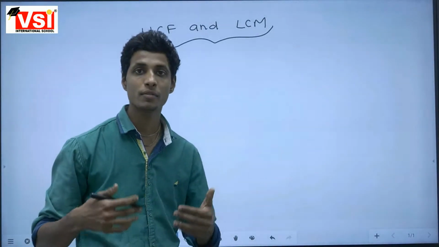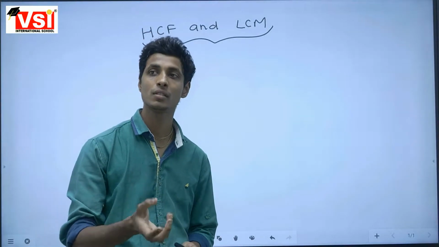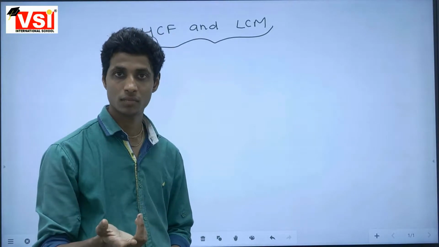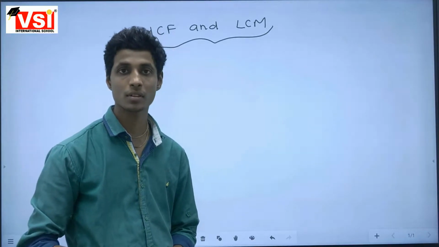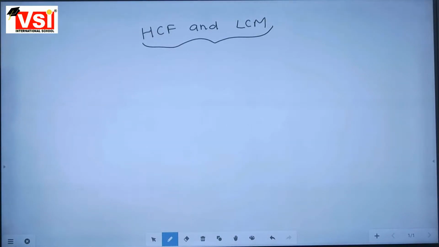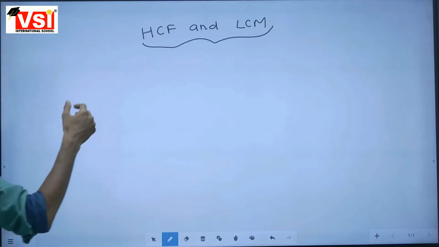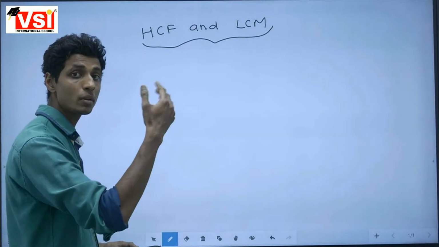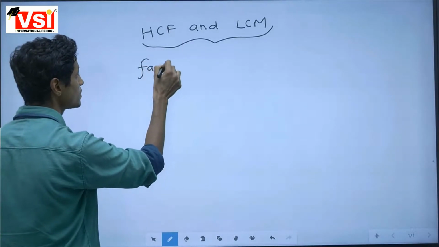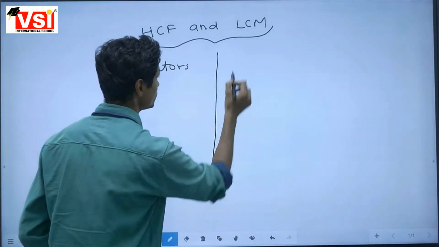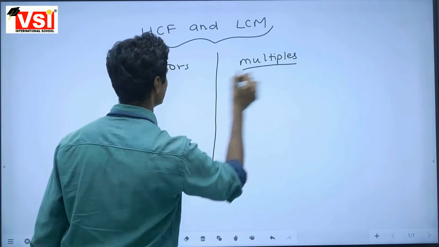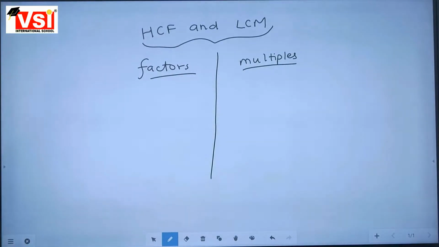How to find common factors and common multiples of any given group of numbers, and that group can consist of either two numbers, or three numbers, or four, five, six numbers, etc. Fine. And before knowing how to find common factors or common multiples of any group, we need to study how to find factors and multiples of any number.